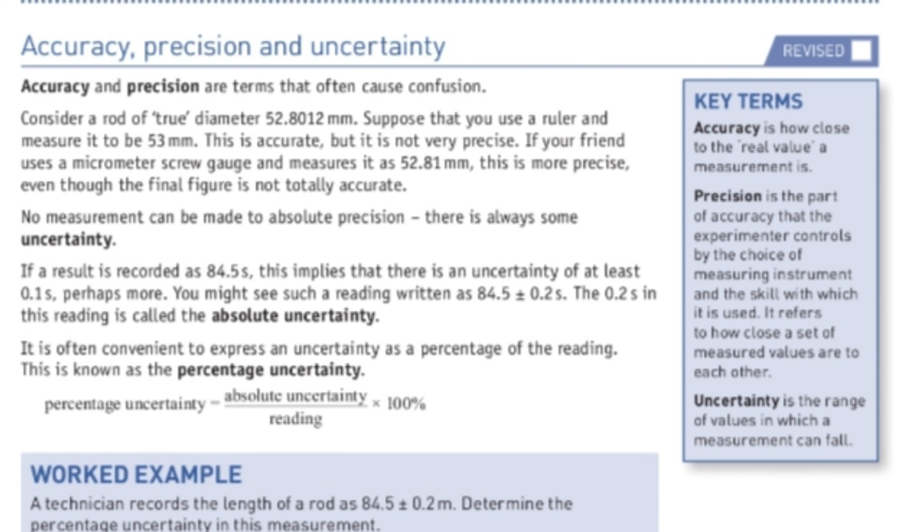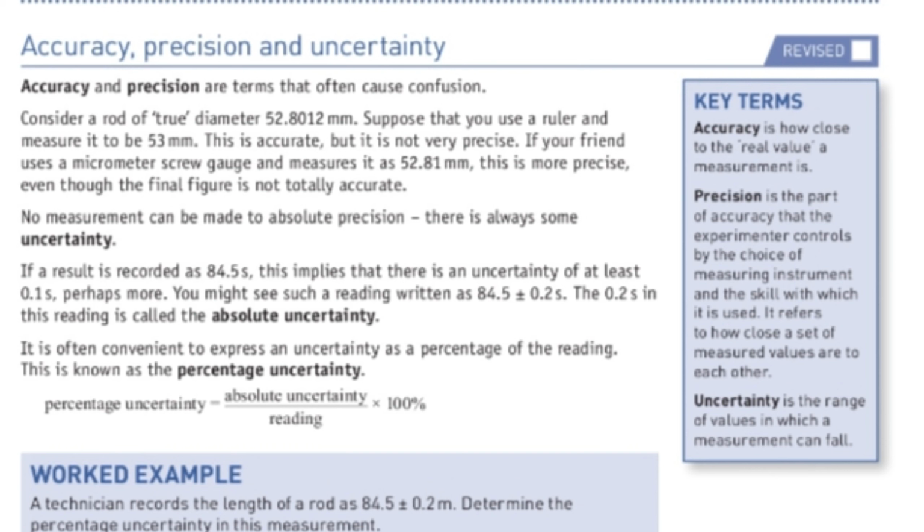This is accurate, but it is not very precise. If your friend uses a micrometer screw gauge and measures it as 52.81 millimeters, it is more precise, even though the final answer is not totally accurate. No measurement can be made to absolute precision. There is always some uncertainty.